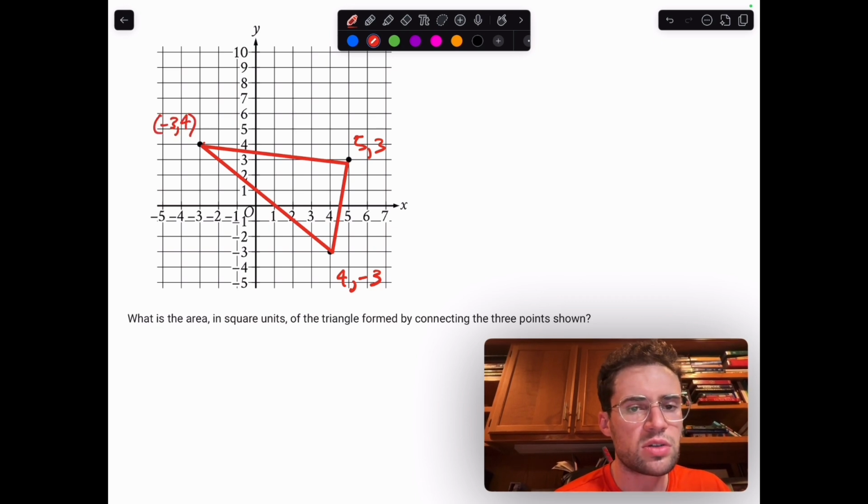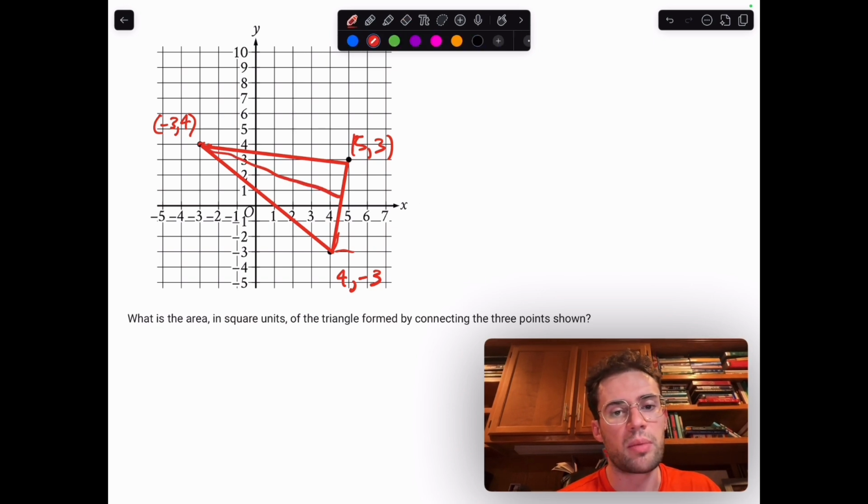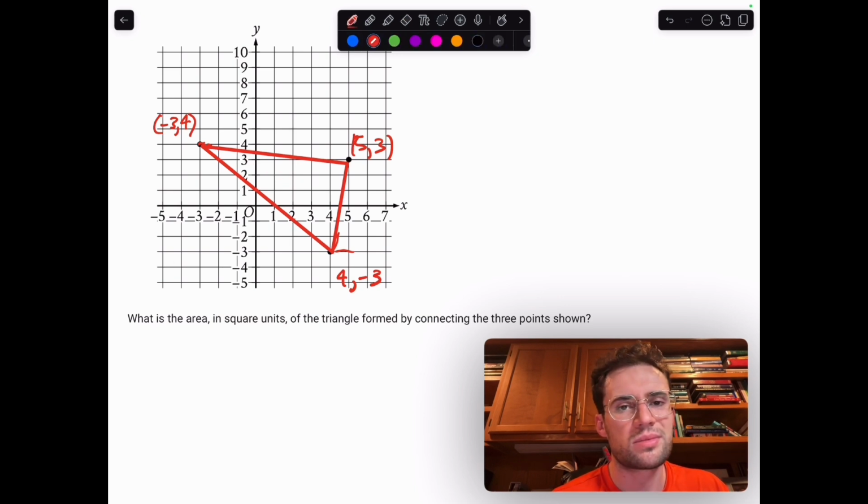Okay, so some of my students would try to find the base, and then they would choose one of these as a base and find the length using the distance formula, or you could make a right triangle and find the hypotenuse, and then they would try to draw an altitude from it, right? Make a perpendicular line that passes through that point. That's a little bit too tedious.